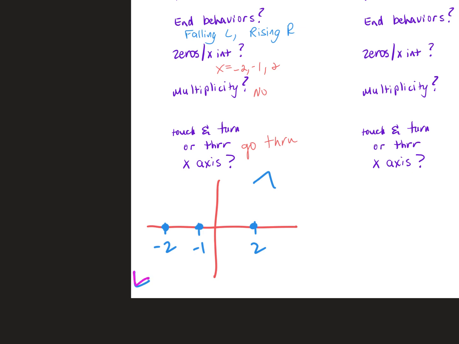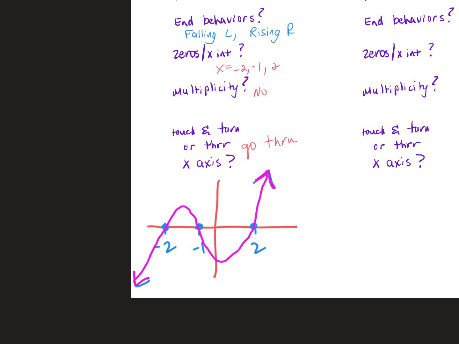We always start from the left-hand side. So it's going to go through -2, back to -1, back through 2. I don't care how high and low you go. That doesn't matter. But you just have to have the general shape of the graph. Your ends are doing what they're supposed to do. The graph went through at each point.